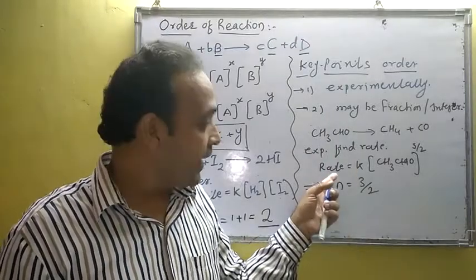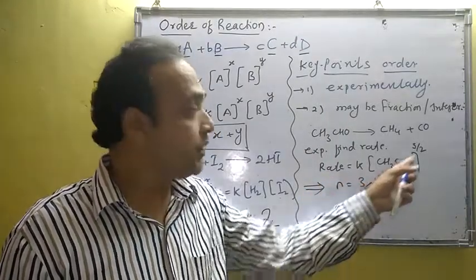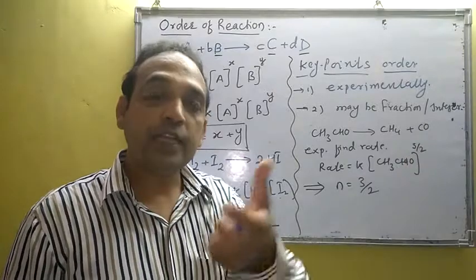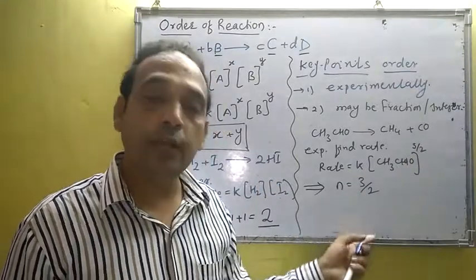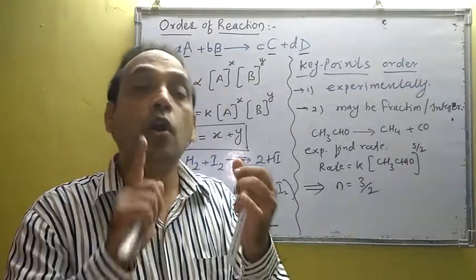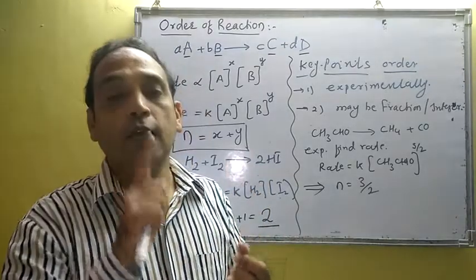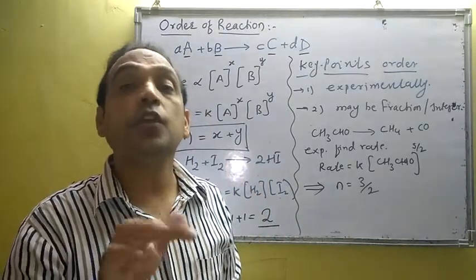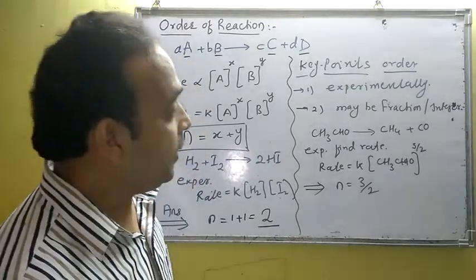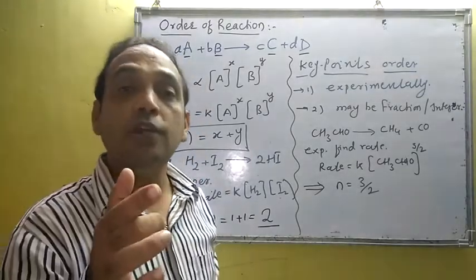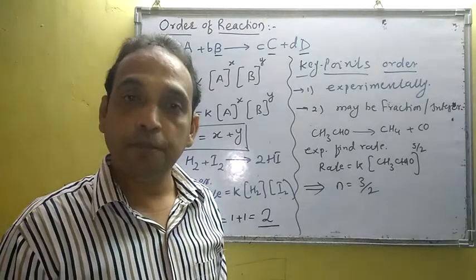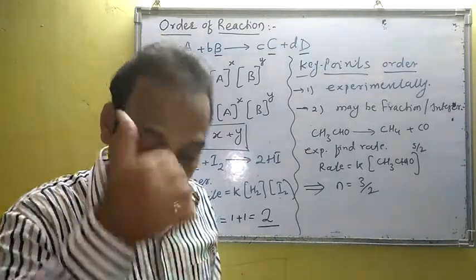Experimentally उसने मुझे दिया है कि rate is equal to K into concentration raised to the power 3 by 2. इसका order क्या है? Order is equal to 3 by 2. It may be fraction. So order of reaction is calculated experimentally, and order of reaction may be fraction or it may be integer. Now next point is here: order of reaction may be 0.